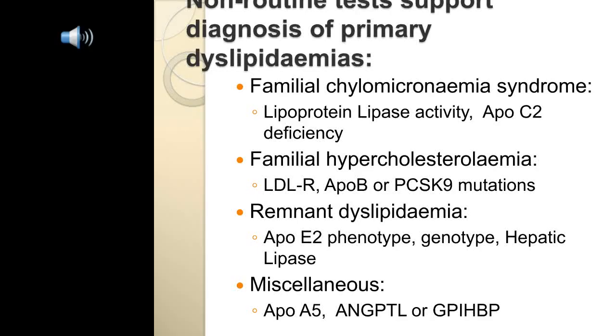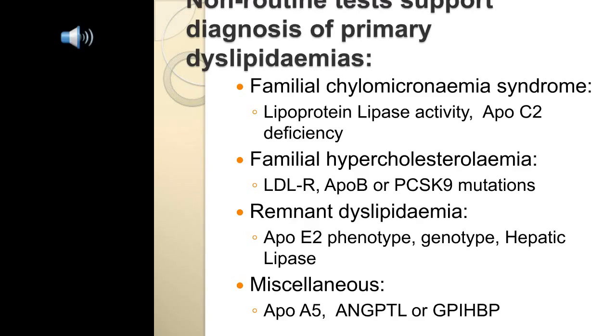And so when we use this approach to try to identify single gene abnormalities as causes of primary dyslipidemia, it's here that we might have other non-routine tests that are required to back up the diagnosis. This is where we might need to measure lipoprotein lipase activity to diagnose its absence, where we might need to do isoelectric focusing to try to visualize ApoC2, which may be deficient, causing a similar sort of syndrome.